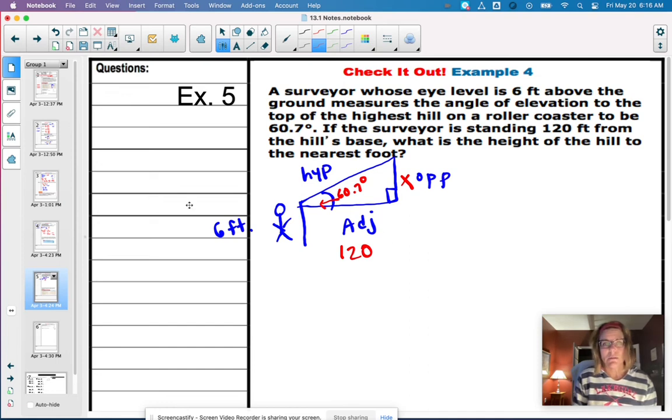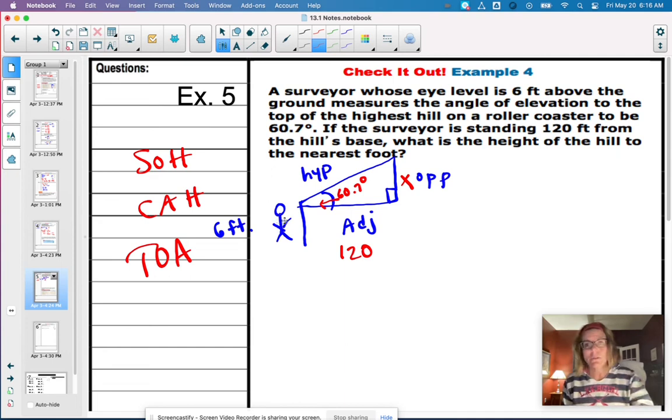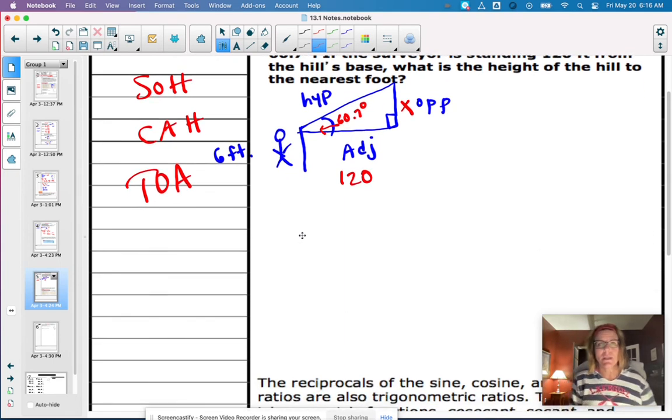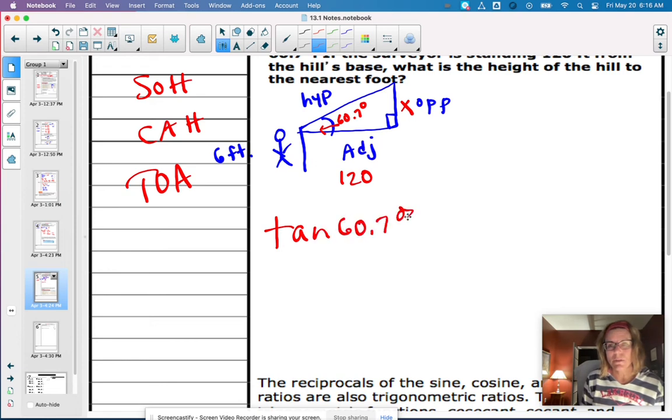All right, so I'm going to go over here and do the SOHCAHTOA. We don't care about the hypotenuse at all, and that tells me which one I'm going to use. Sine and cosine both use hypotenuse. I don't need hypotenuse. All I care about is the adjacent and the opposite side. So I'm going to use tangent. So tan of theta, we know theta, 60.7, oopsie, not percent, degrees, is equal to opposite over adjacent.